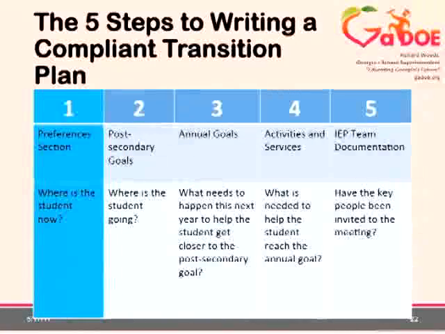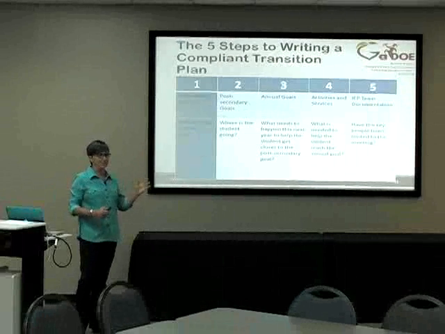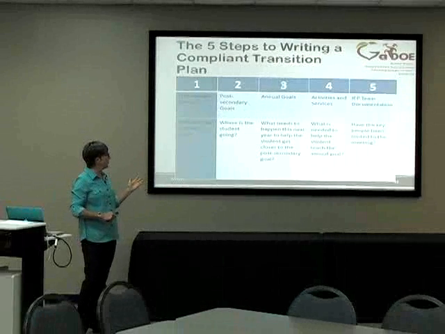The third step is actually asking what needs to happen this next year to get that student that much closer to their post-secondary goal. And this is found in the annual transition goals section. And accompanying those goals are the activities and services, which is what is needed to help the student reach this annual goal. And you can think about activities and services as being like baby steps to reaching the annual goals.